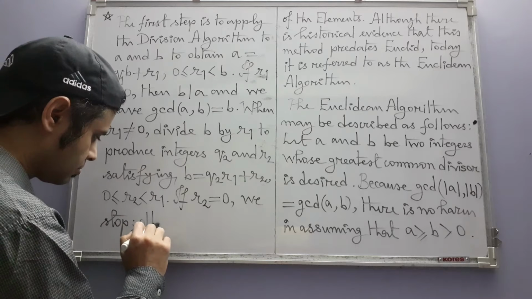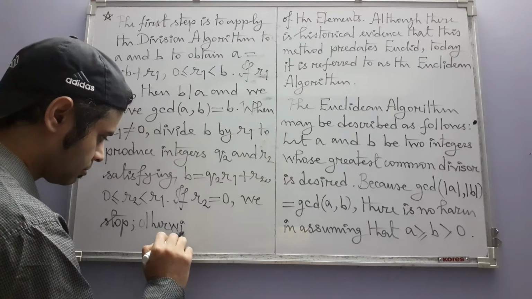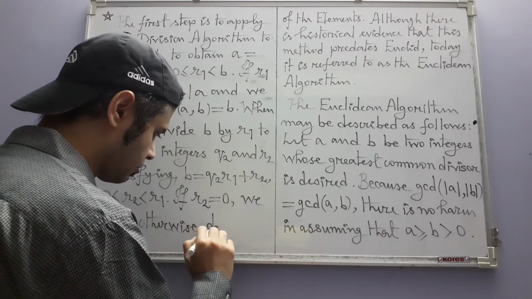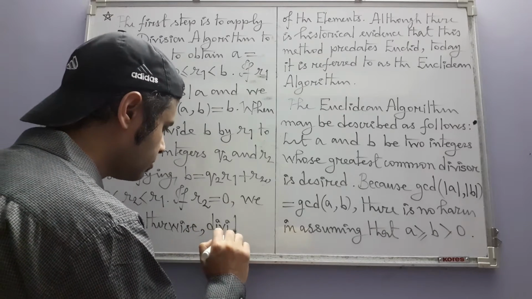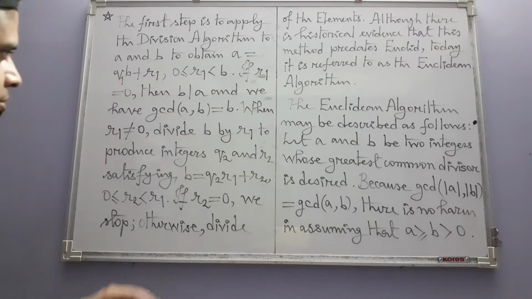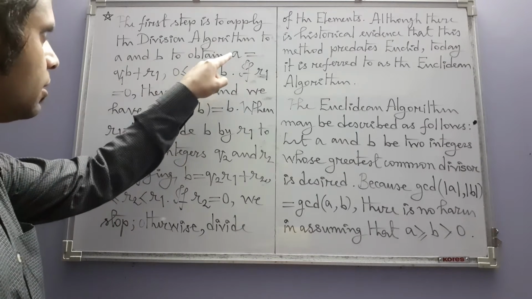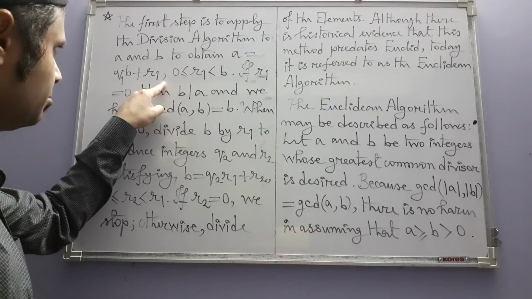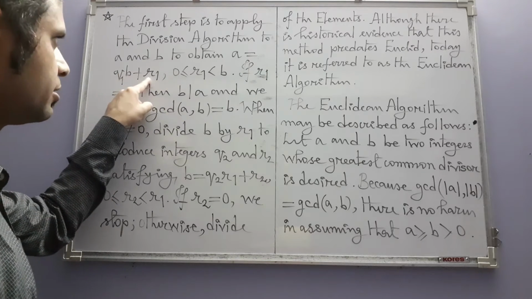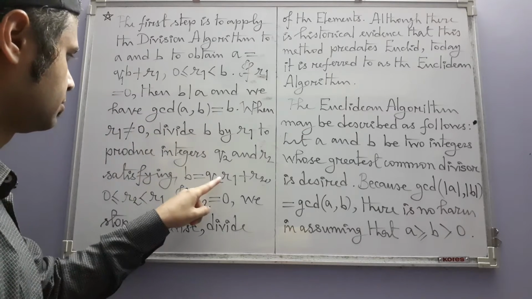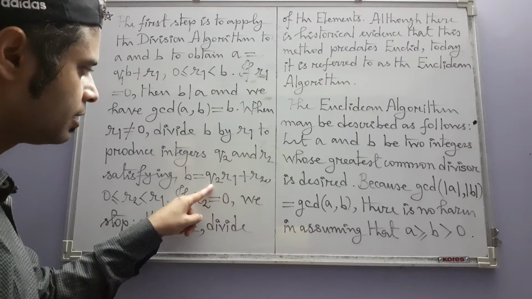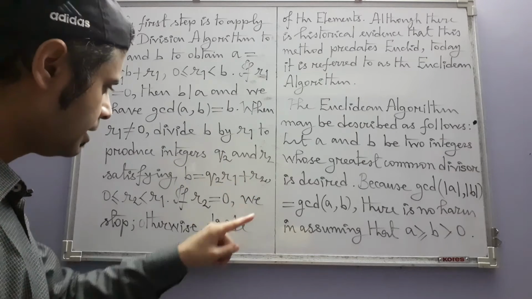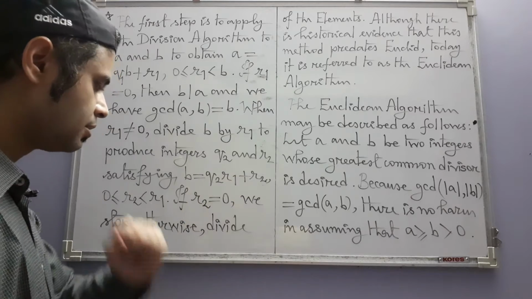Otherwise, you continue this process. You see, the process is this. First we have divided A by B and we have got a quotient and remainder. Then divide the divisor by the remainder. Here again we get another quotient and remainder. If the remainder is non-zero, again divide the divisor r1 by the remainder r2.